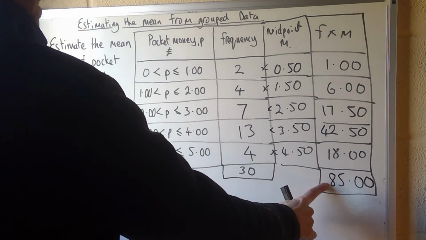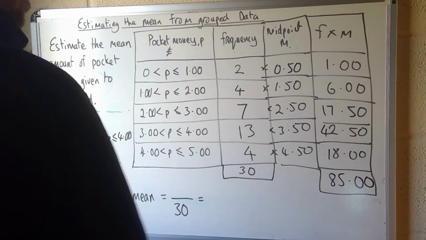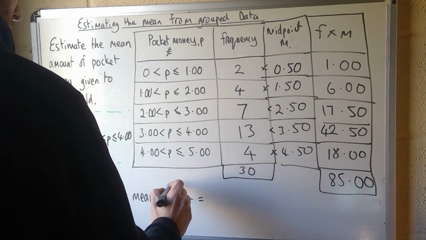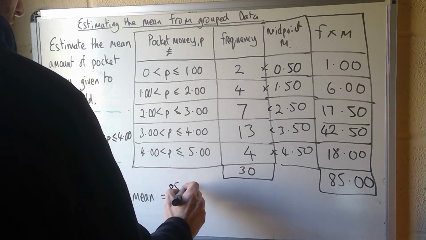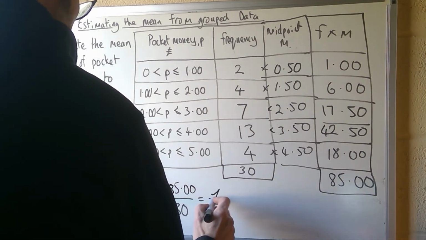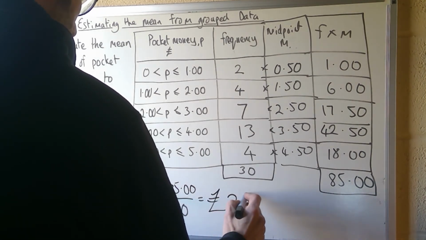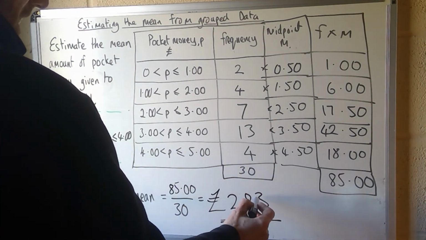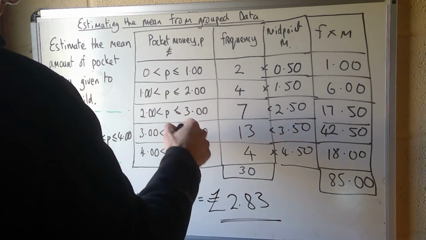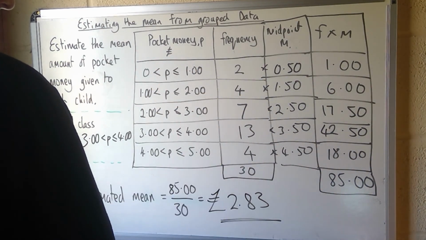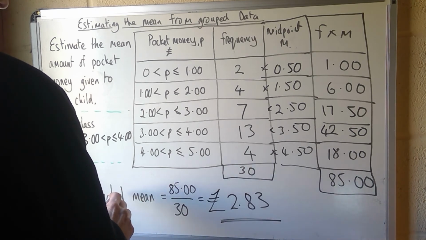So what this number is here is the total of everyone's pocket money added together. So to calculate the estimated mean, I need to divide the £85 equally between the 30 people, and it comes out to be £2.83. And that makes sense because it's roughly in the middle of £0 to £5. It must be in that range somewhere. So it's an estimated mean.